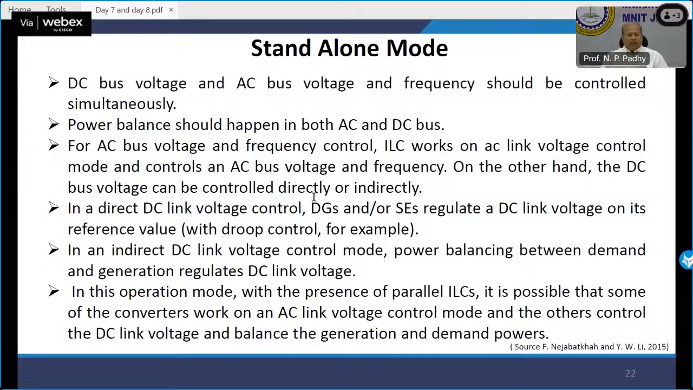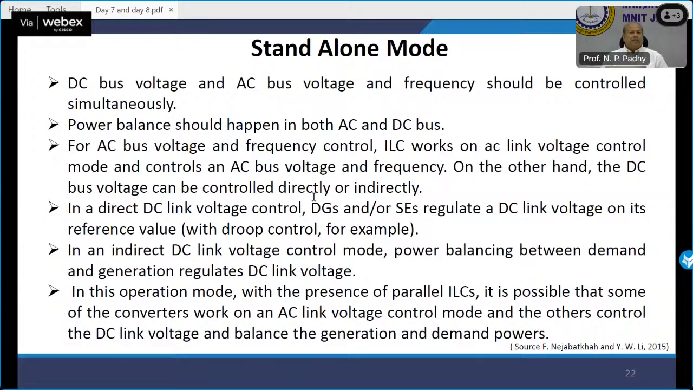Okay. For AC bus voltage and frequency control, the ILC works in AC link voltage control mode and controls the AC bus voltage and frequency. On the other hand, the DC bus voltage can be controlled directly or indirectly. Well, you focus on the AC bus, and then the DC bus you can control either directly or indirectly.